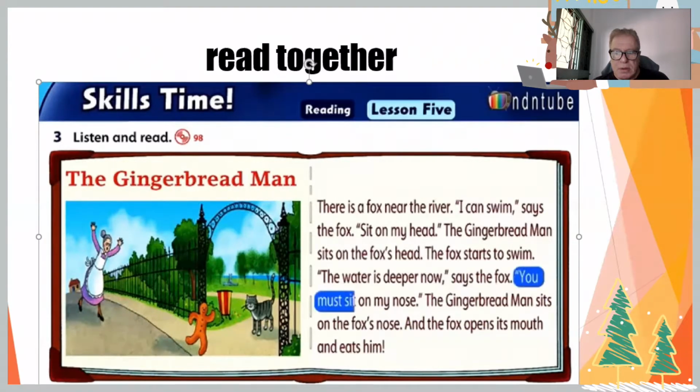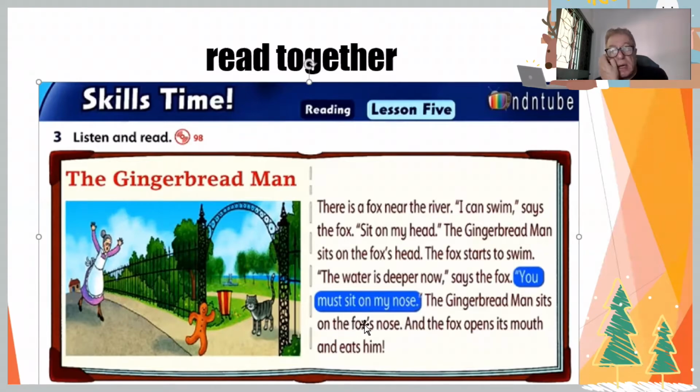You must sit on my nose. Nose. You must sit on my nose. Say, you must sit on my nose. Again, one more time. You must sit on my nose. Okay.